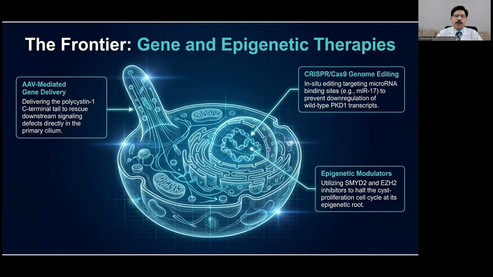In the cilium, polycystin-1 is absent. That's why the PKD1 gene is not functioning. The cilia no longer sense the fluid and they are destroyed. You can give AAV-mediated gene therapy or CRISPR and Cas9 genome editing, in situ editing targeting microRNA binding sites to prevent downregulation of the wild type PKD1 transcripts. Finally, epigenetic modulators utilizing SMYD2 and EZH2 inhibitors to halt the cyst proliferation cell cycle at the epigenetic route.